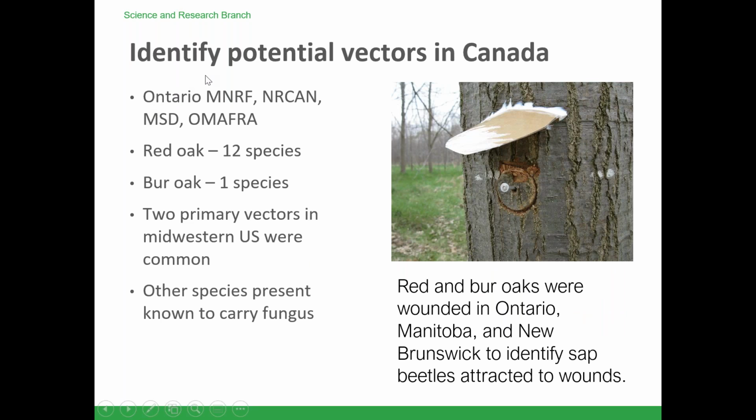Our lab for the Ministry of Natural Resources and Forestry has been leading a project along with Natural Resources Canada, Manitoba Sustainability and Development, and OMAFRA, looking to identify the potential vectors of oak wilt in Canada. We should say that there are many different species of sap beetles in North America, and in the States, they have found that the beetle species that are the most important vectors vary by region. So we've been wounding red oaks and bur oaks throughout Canada to better understand which insects may be important vectors. We have found 12 species associated with red oak wounds and 1 species associated with bur oak wounds. We found that the 2 primary vectors from the Midwestern US, from Wisconsin and Minnesota, are widely spread in Canada as well. So those are definitely suspects for us.